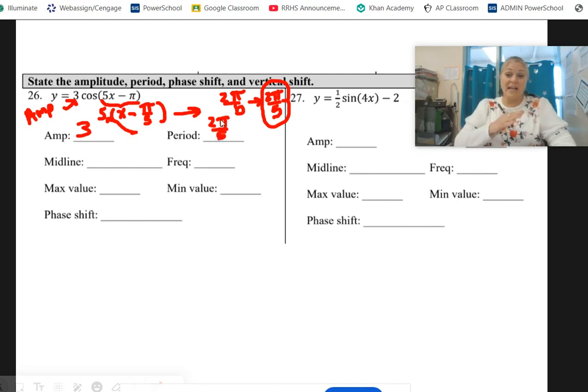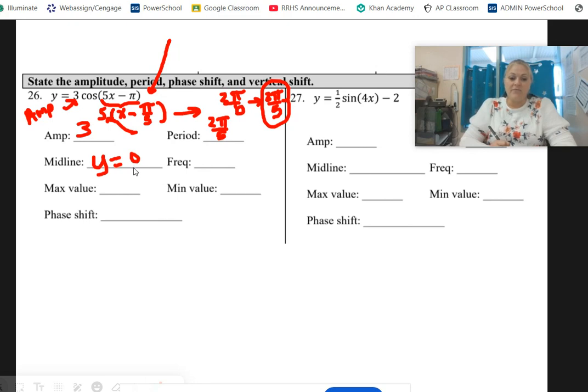So I just used the a and the b so far. Amplitude is this number out in front. And the b term, or how I find the period, 2 pi over b, is this number that I factored out, that 5. Okay, midline. I did not shift vertically at all. So there's no number out here that I added or subtracted. So my midline is going to stay on the x-axis. So y would equal 0.